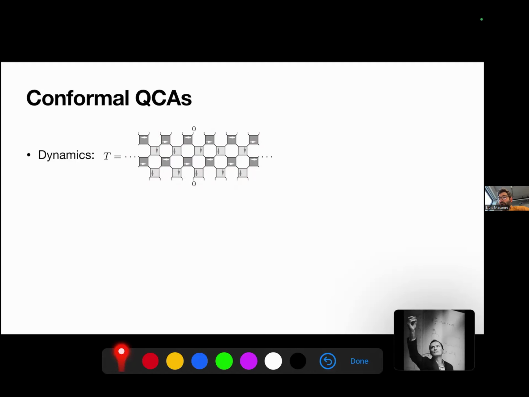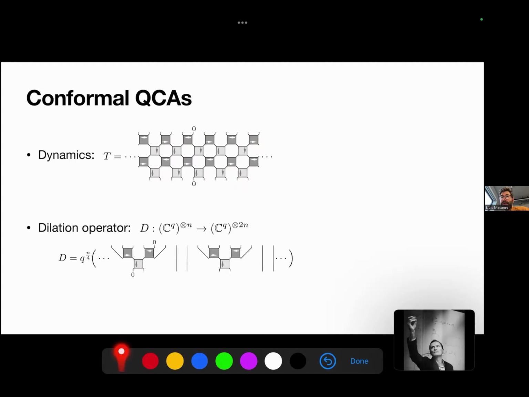In order to answer this question, let me define the dilation operator. The dilation operator is also constructed with the same dual unitary gates, and this is the structure. It maps a spin chain of n sites to a spin chain of 2n sites. So you can see that here there are twice as many legs as here.